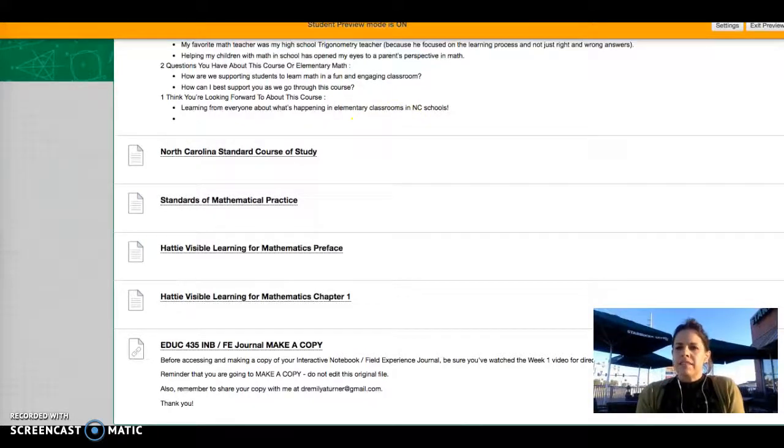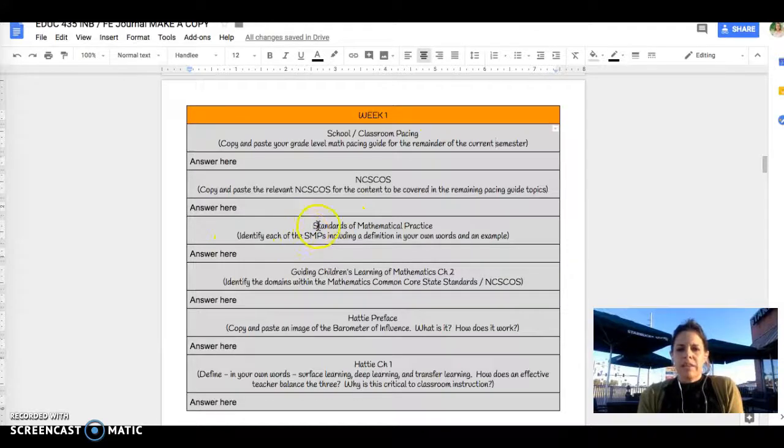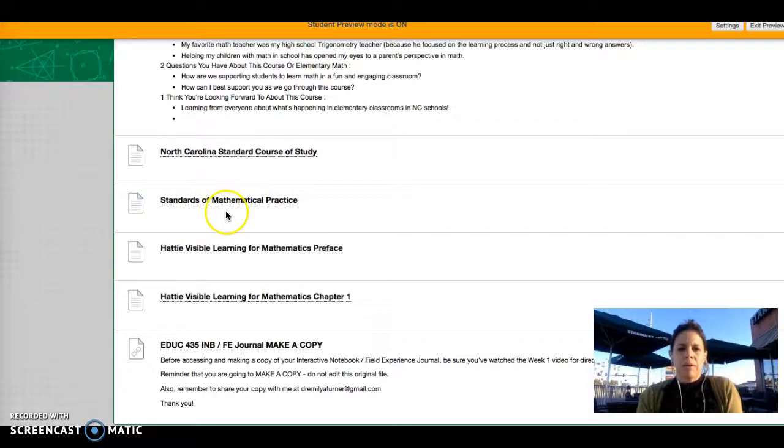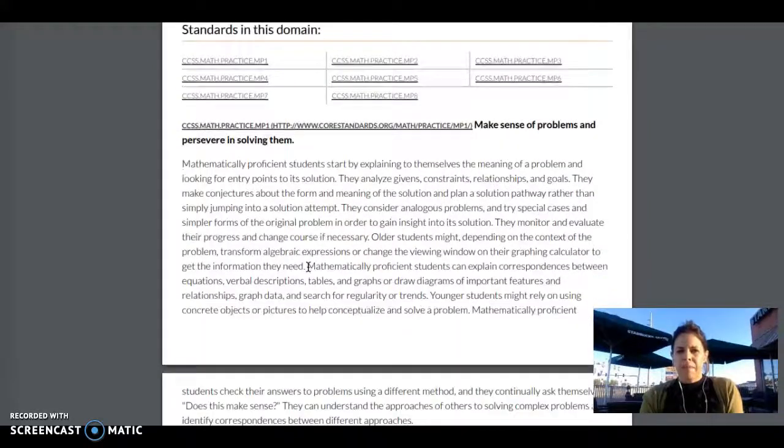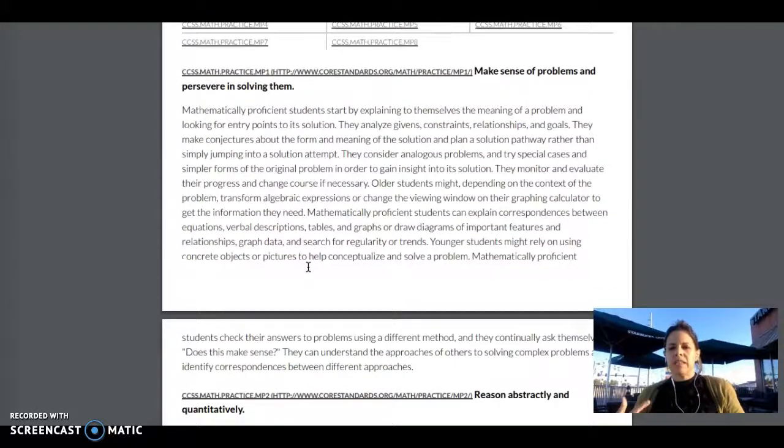The next piece in your interactive notebook is going to be the standards of mathematical practice. So those are also going to be right here. And this is really what we want students to know and be able to do when they're in our math classrooms. So there are 8 standards of mathematical practice. As we're teaching students math and they're learning math concepts, we want them to do it through these best practices, I guess is the best way to put it. Like, students should be learning how to do these.